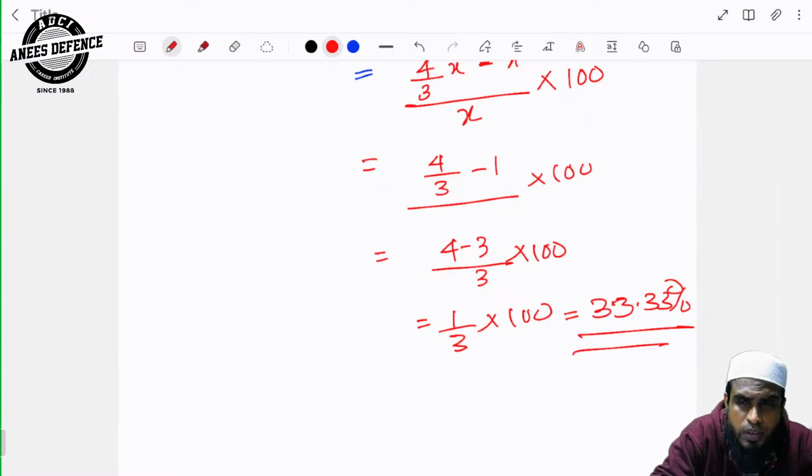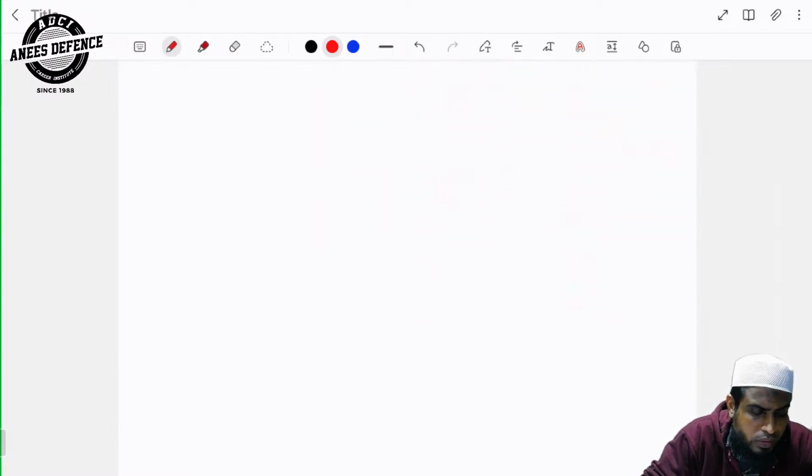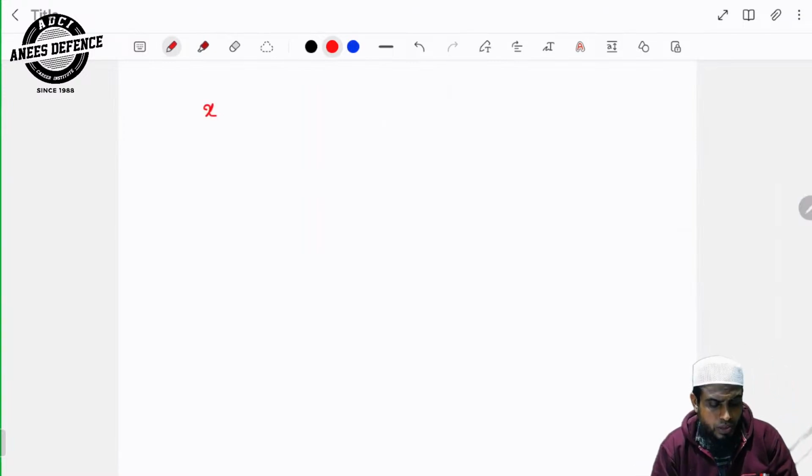Another question. The average age of 40 students of class A is 16 years, and the average age of 60 students of class B is 20 years. Find the average age of both classes.